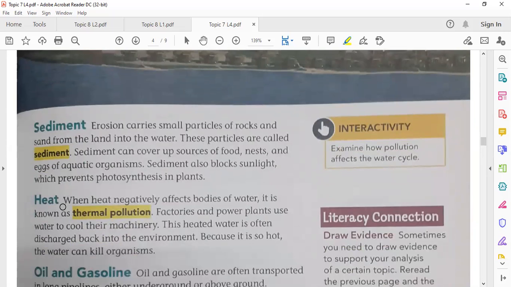Heat is another source of pollution. When heat negatively affects bodies of water, it's called thermal pollution. Factories and power plants use water to cool their machinery. This heated water is often discharged back into the environment. Because it's so hot, the water can kill aquatic organisms.